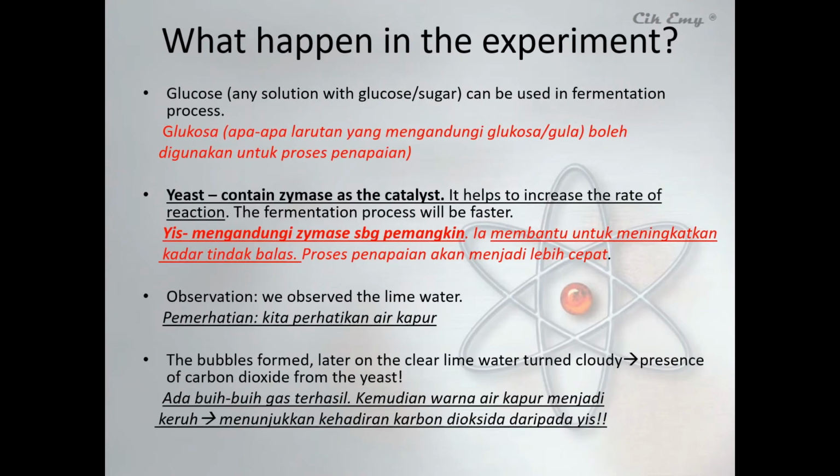Okay, so kena ingat, ini adalah nota. Okay, apa yang perlu tahu? Yang pertama awak kena tahu glukos yang digunakan apa-apa sahaja ataupun apa-apa makanan yang mempunyai gula boleh digunakan semasa proses penapaian. Yang kedua, awak perlu tahu apakah fungsi yeast. So awak tahu fungsi yeast, dia menghasilkan pemangkin, catalyst. It produces a catalyst named zymes. Okay, dia menghasilkan catalyst yang bernama zymes. So it helps to increase the rate of reaction. It means that the process will be faster.